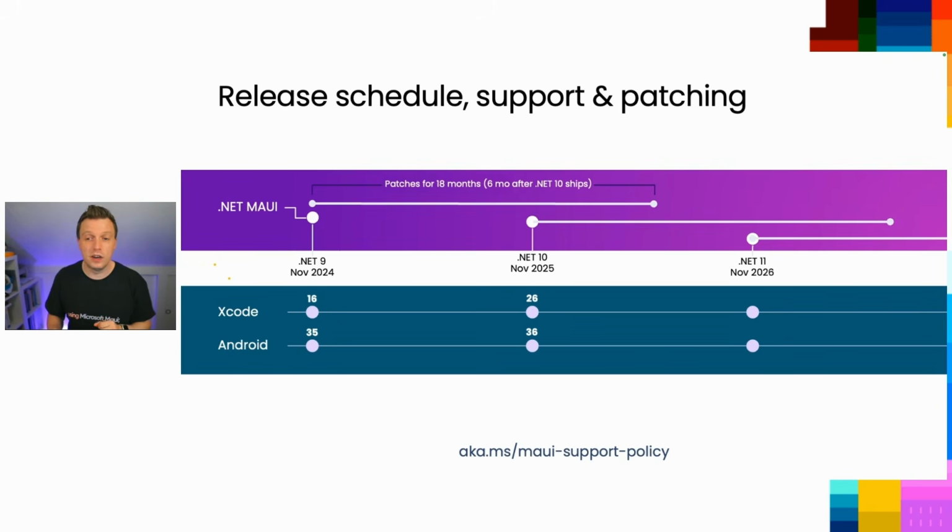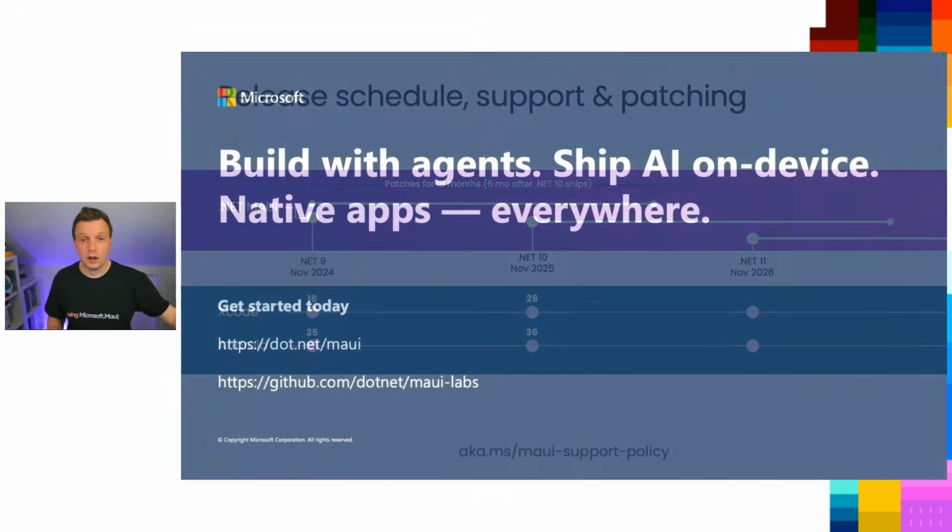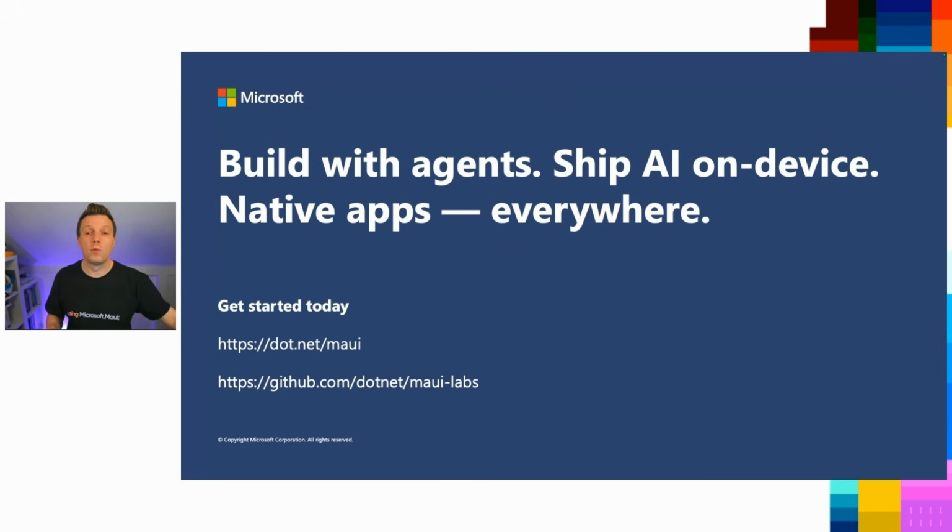But of course, in November 2026, .NET 11 will come out with all of the goodies that we've seen in this session right here. So with that, build with agents, ship AI on device, native apps everywhere with .NET MAUI. Thank you so much for joining, and enjoy the rest of Build.